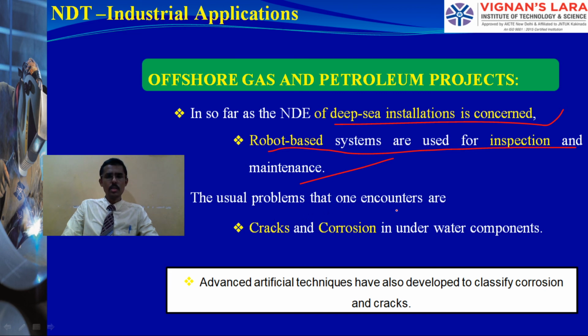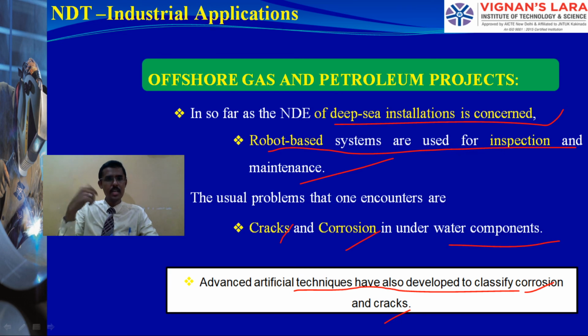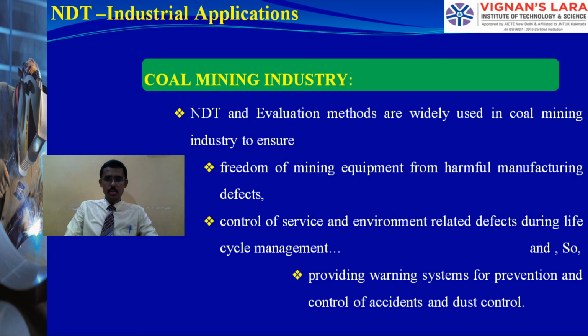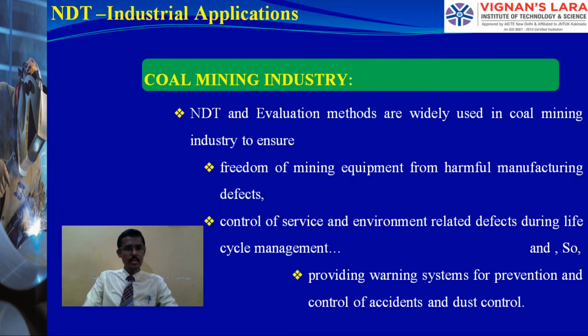The usual problem one encounters is that if the robot is moving for the inspection, it finds difficulty telling what is a crack and what is corrosion. So we have to feed the robot, program it properly, and give training to the robots for underwater components. Advanced artificial intelligence techniques have also been developed to classify this corrosion and cracks. So this is how we understand these methods.